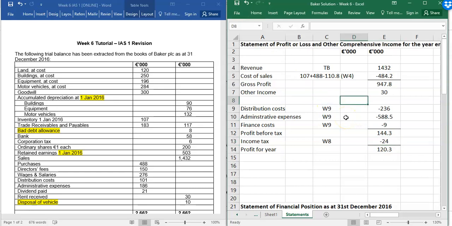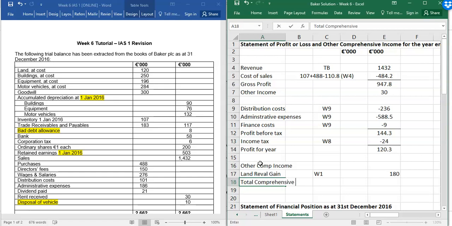Now that's where most students would have stopped, but remember, this is the statement of profit and loss and other comprehensive income. So you actually have one element of other comprehensive income here. You have a land reval gain. And we know from working 1, that is 180. So you have to make sure you realize that you can have other comprehensive income, and adding that to the profit gets you total comprehensive income of 300.3.